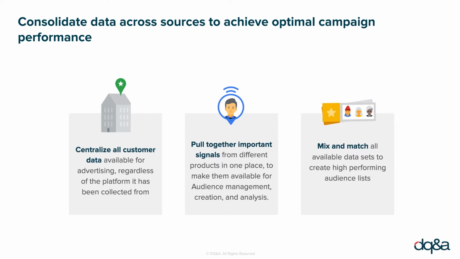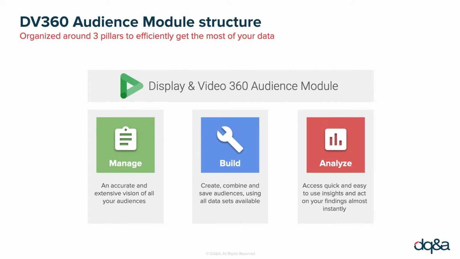So this tool essentially enables you to consolidate, analyze, and manage data from one platform. So centralize all of your customer data regardless of the source, pull together important signals from different products in one place, and then mix and match all of these available data sets to create performing audience lists. And this tool is organized around three pillars. Firstly, to manage all of your audiences in one place, build and create and combine these audiences in one place, and then analyze and quickly access insights about these audiences and then act on these insights right there in that audience module.